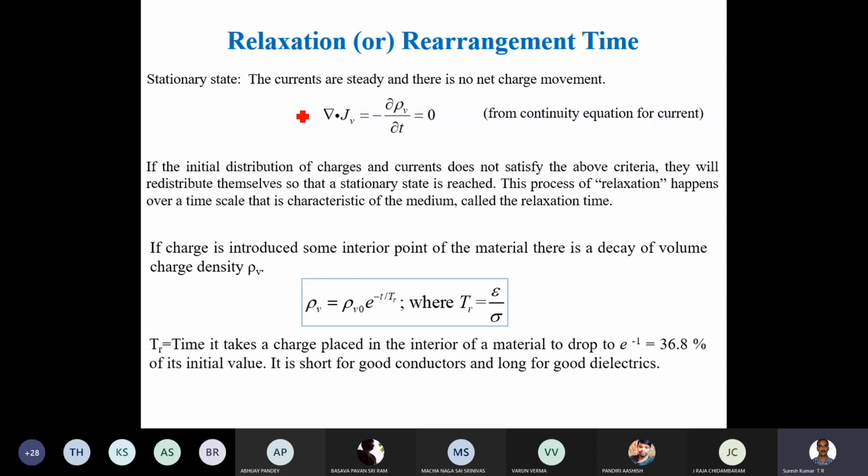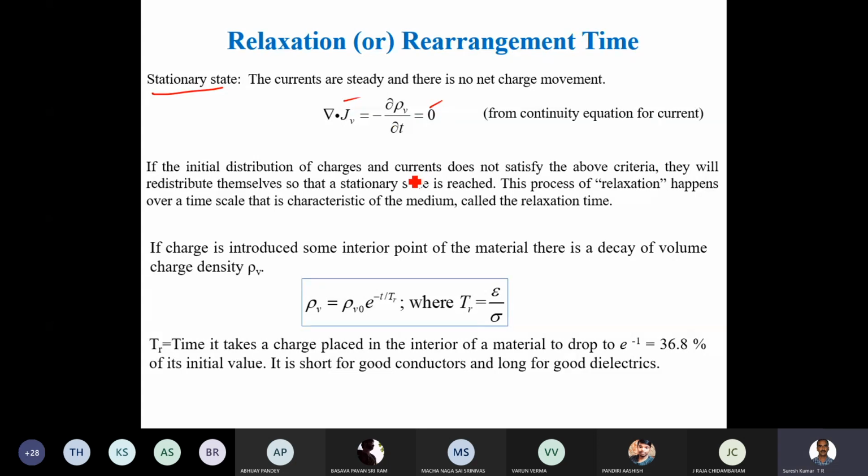Then one more small term, maybe two more questions you will get from this: relaxation time or rearrangement time. Assume there is some conductor or some dielectric, let us take some conductive material. There is no current movement. If there is no current movement, then del dot j should be equal to 0. That's the condition.